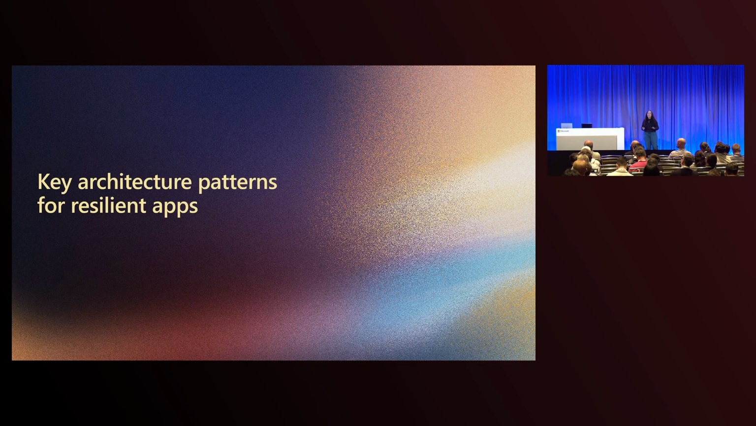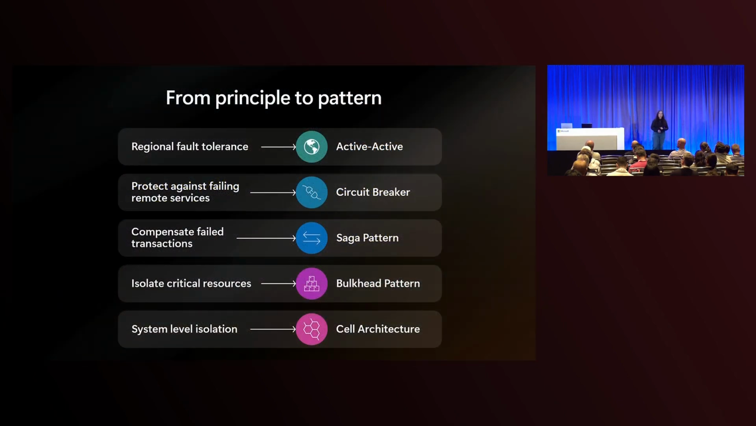All right, I think I'm ready to start developing this application. Let's take a look at 5 architecture patterns that can help us maintain resiliency as we develop. For regional fault tolerance, we're going to use the active-active pattern. To help us protect against failing remote services, we'll implement a circuit breaker. Because we have microservices, we can use the Saga pattern to help us maintain data consistency across our microservices and compensate any failed transactions. We'll use the bulkhead pattern to help us isolate components in our application, and we'll use the cell architecture for system-level isolation.